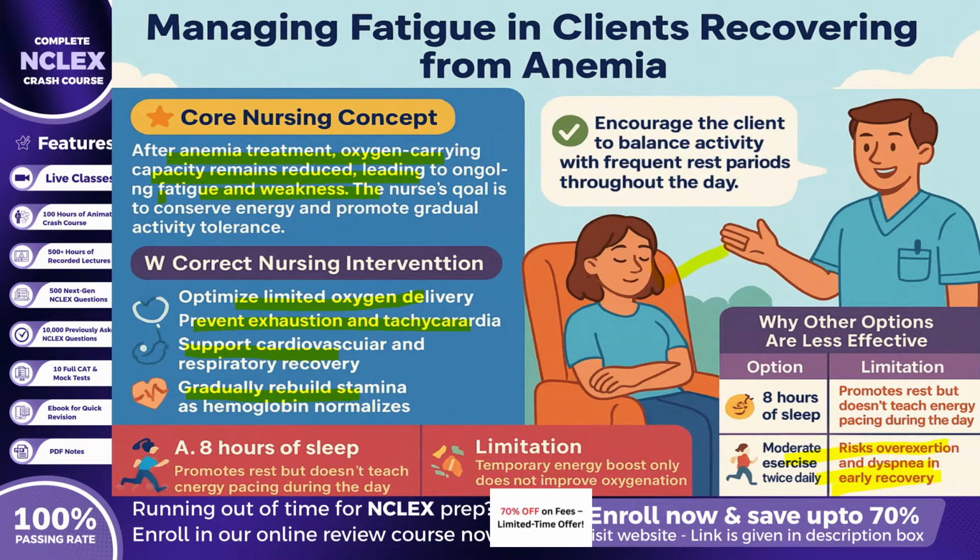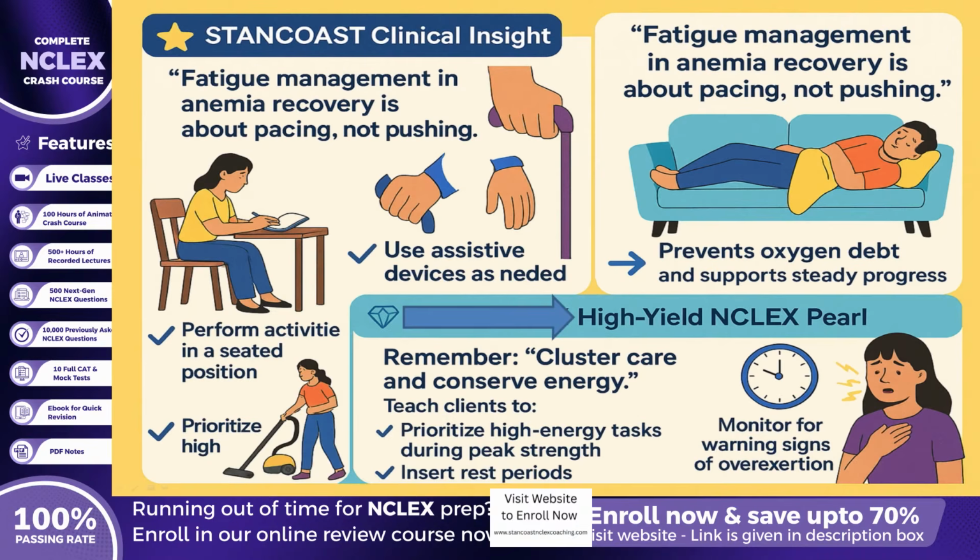Option C, suggesting an increased intake of simple carbohydrates, may provide temporary bursts of energy but fails to support long-term stamina or tissue oxygenation since it does not correct the fundamental issue of oxygen deficiency. Therefore, the nursing plan that emphasizes balancing activity with rest remains the safest and most evidence-based approach.